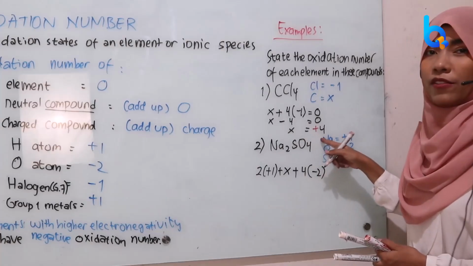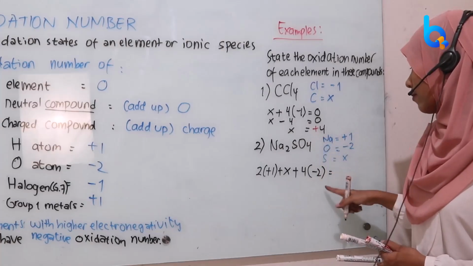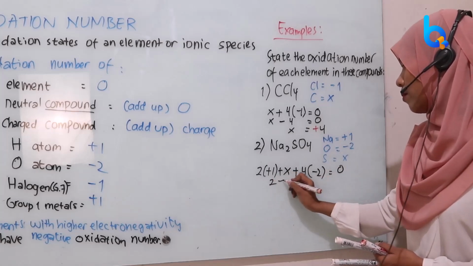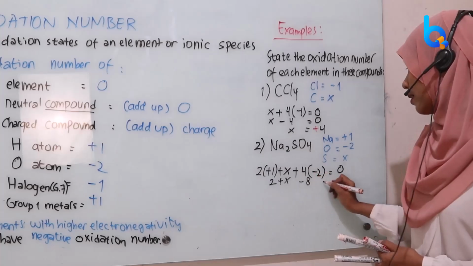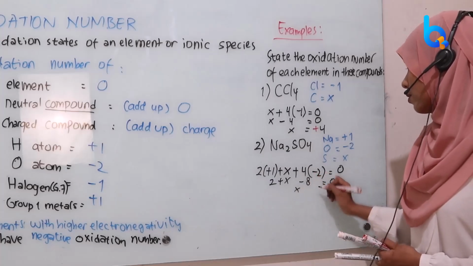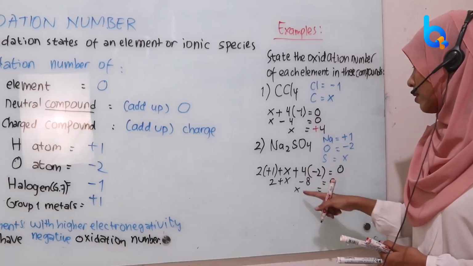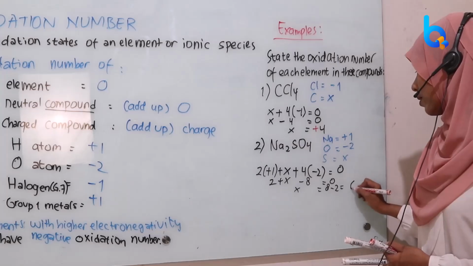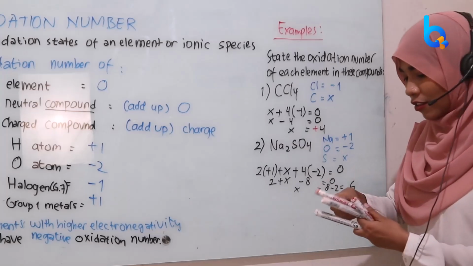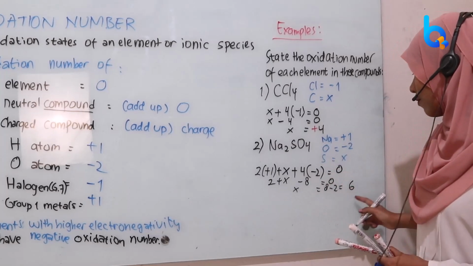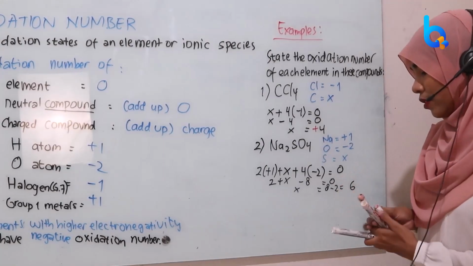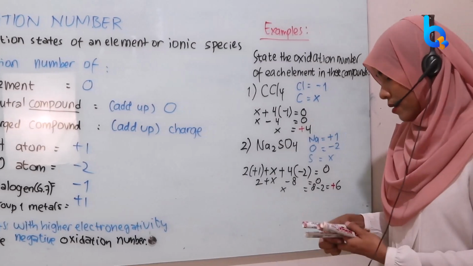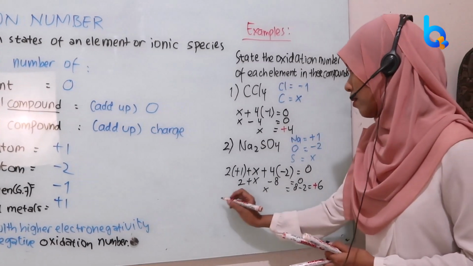This is a neutral compound, so after we add them up, it will equal 0. So it will be 2 plus X minus 8 equals 0. So we rearrange the equation and we get 8 minus 2 equals 6. Again, because this is oxidation number, if we get a positive number, we must write the positive sign. Positive 6, right? And then the next example here is OF2.